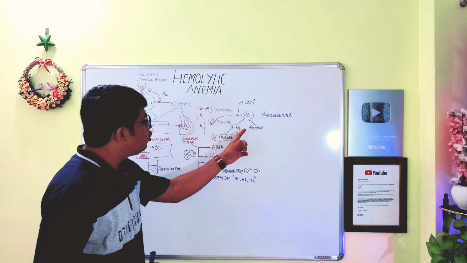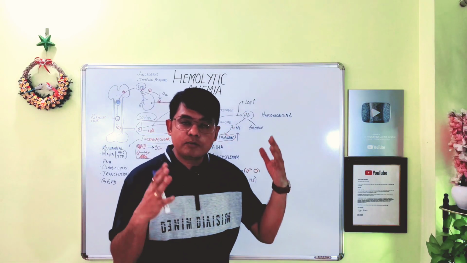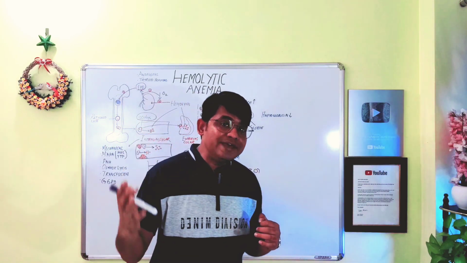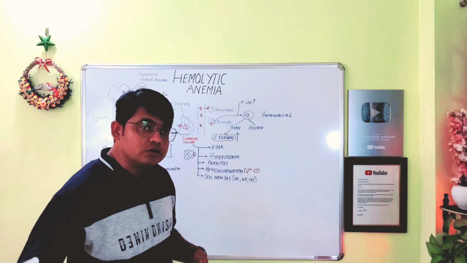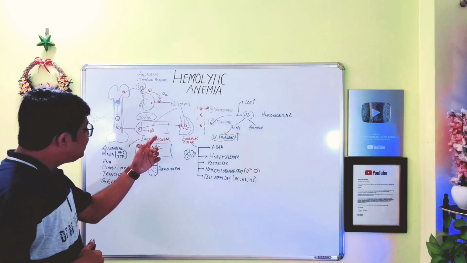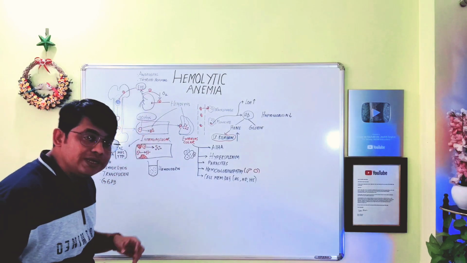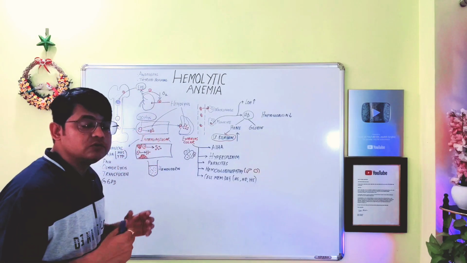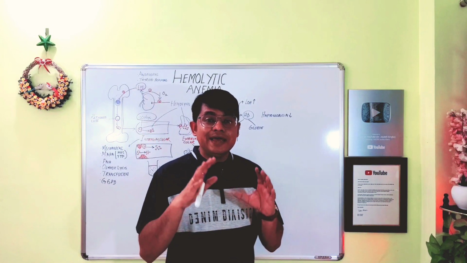hemoglobin is broken into heme and globin, and from heme we know that bilirubin is produced. So there will be jaundice. Okay. Now in case of intravascular hemolysis, there is destruction of the RBCs within the vasculature. But what happens in case of extravascular hemolysis?